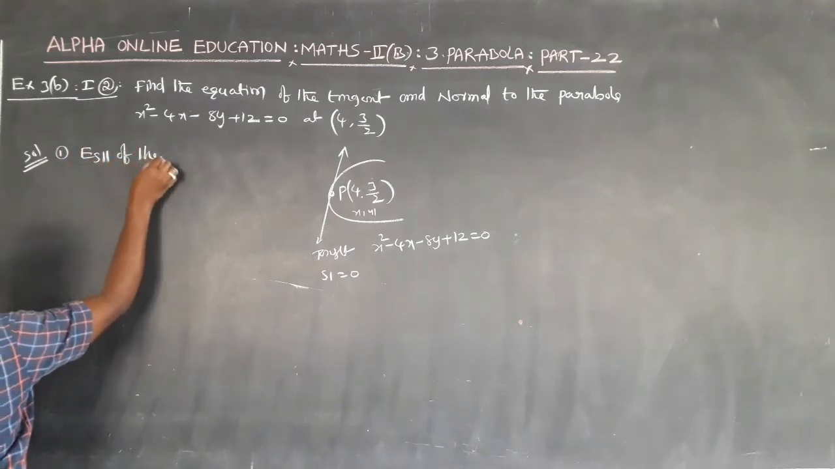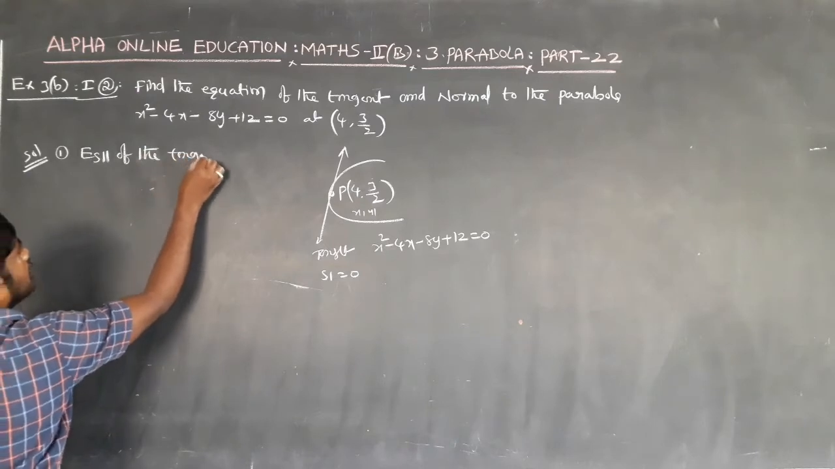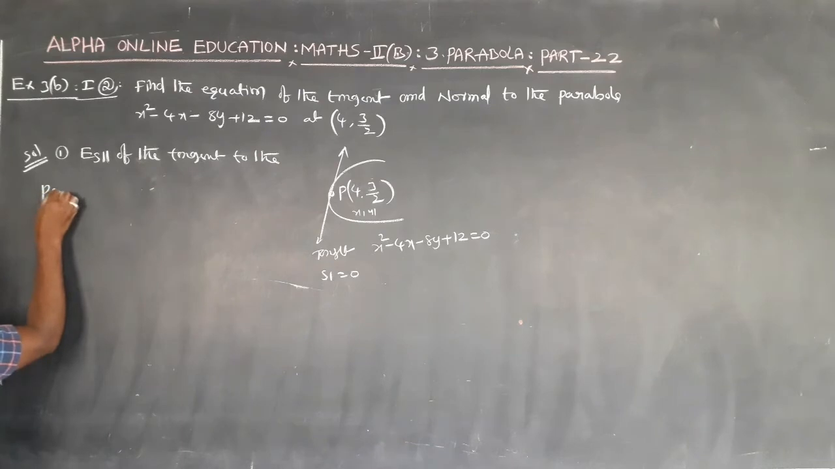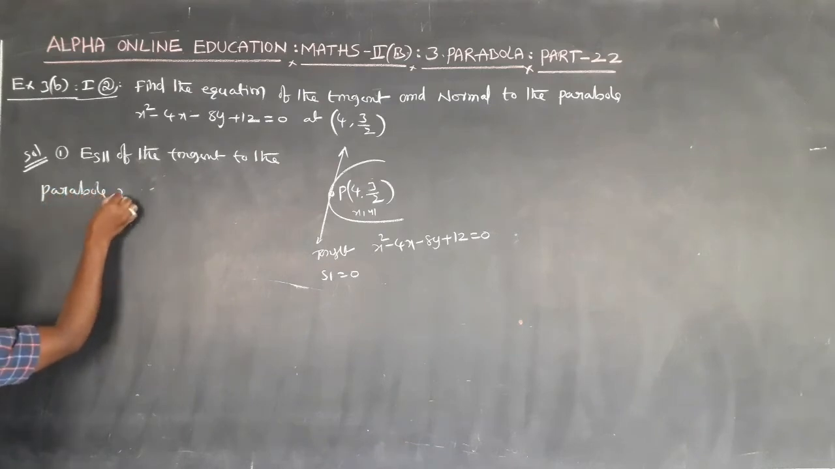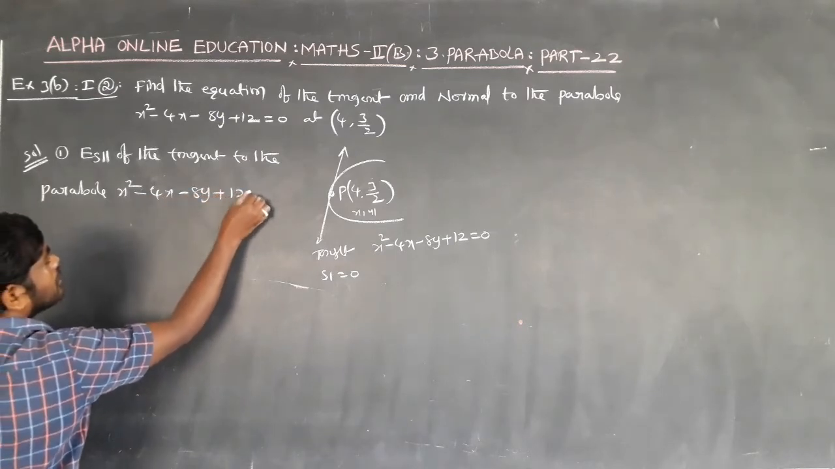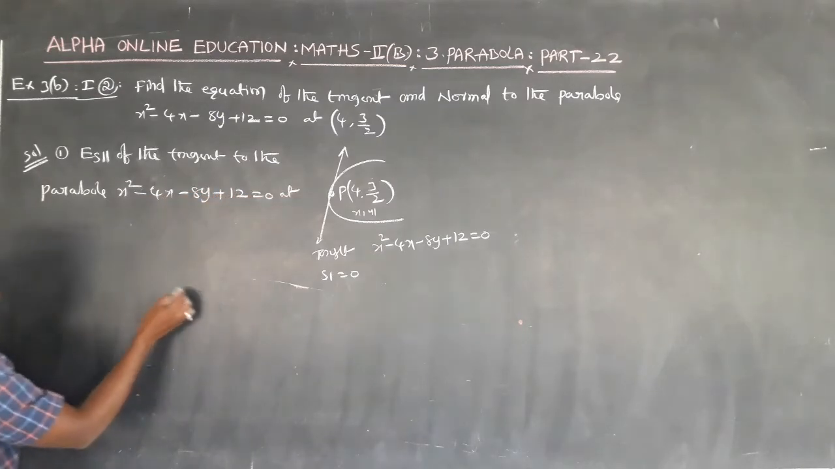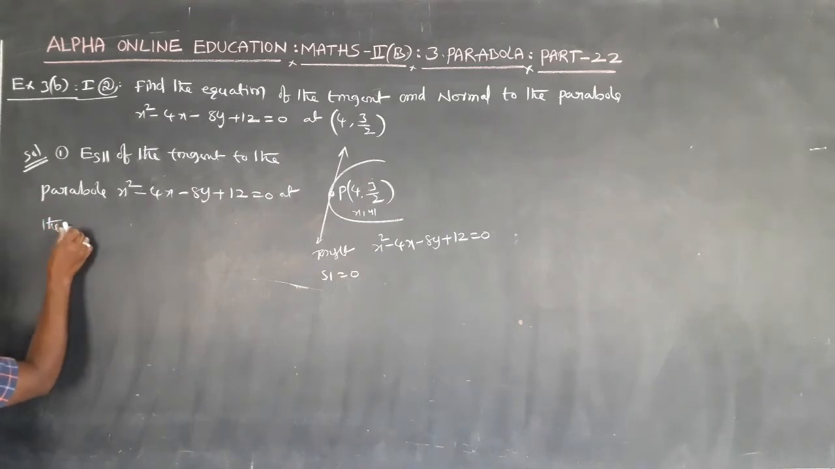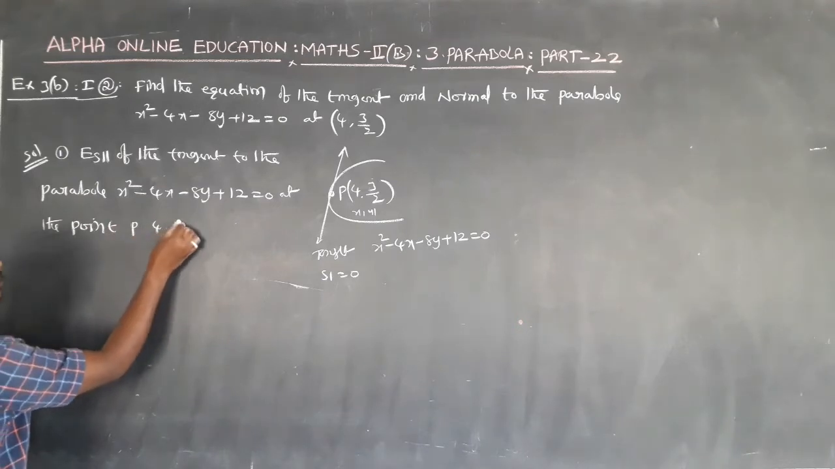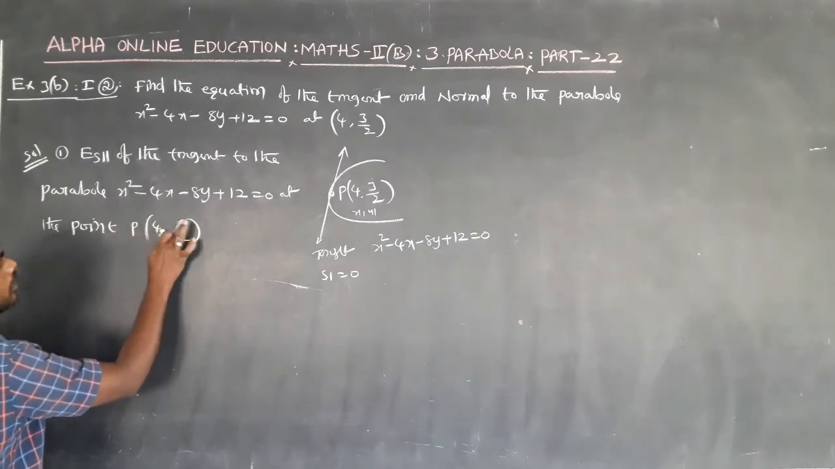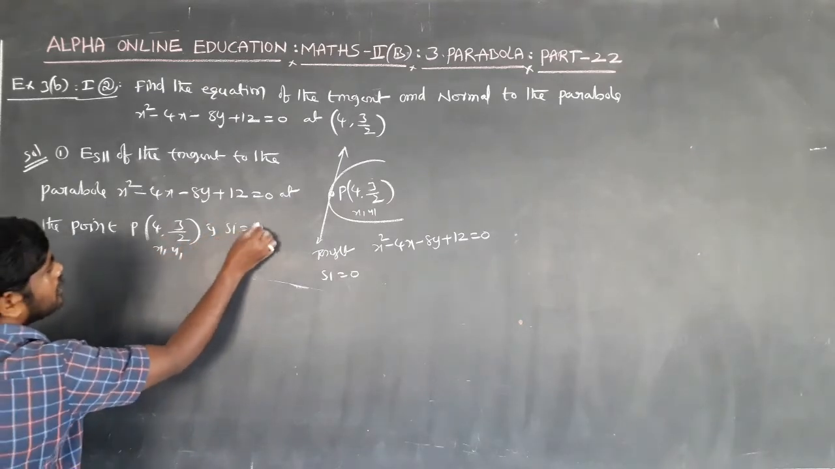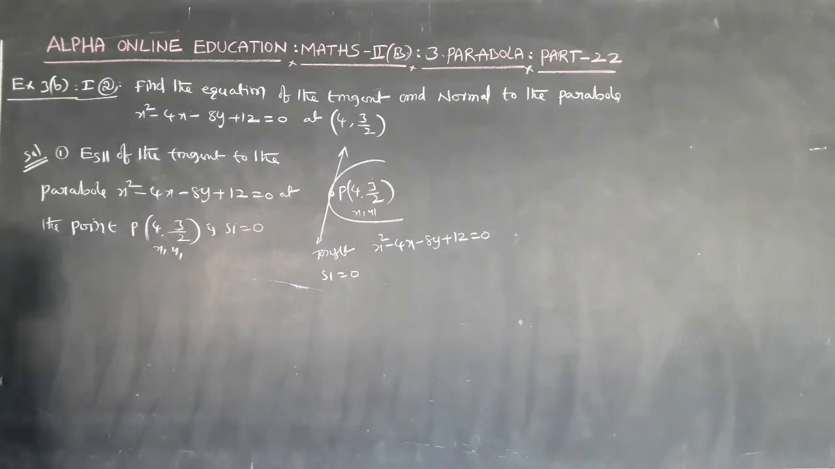Equation of the tangent to the parabola x square minus 4x minus 8y plus 12 is equal to 0 at the point P of 4 comma 3 by 2 is S1 is equal to 0.